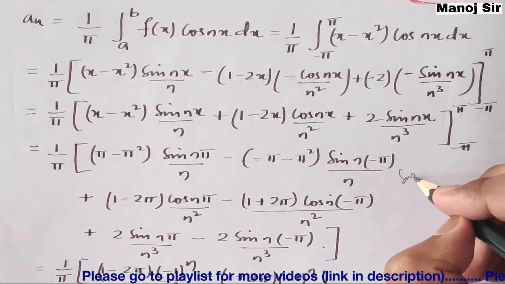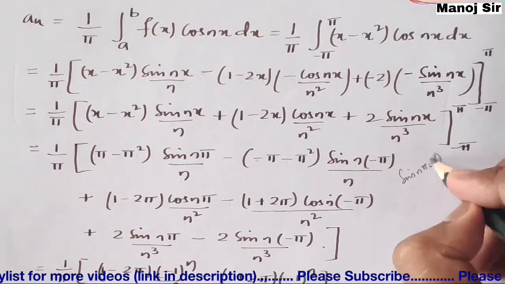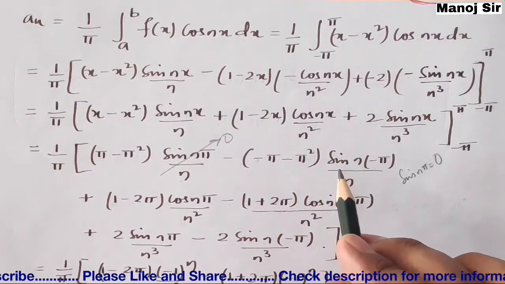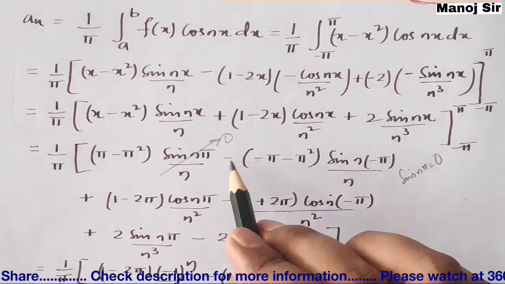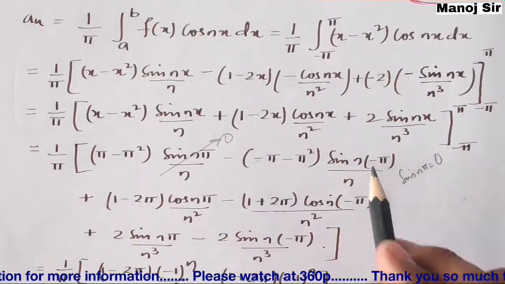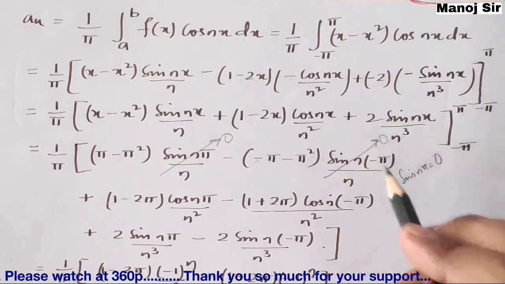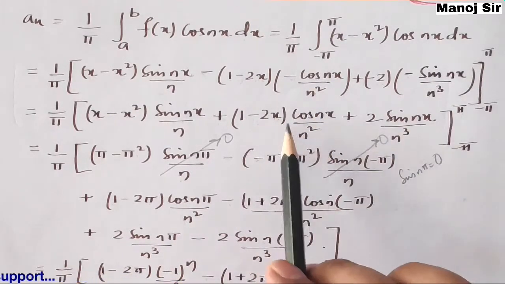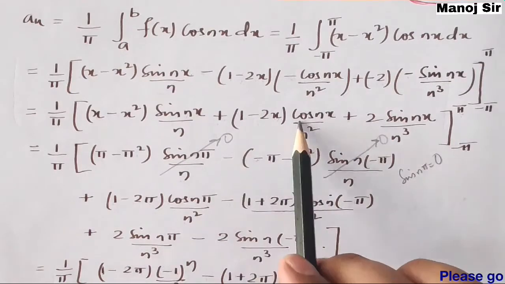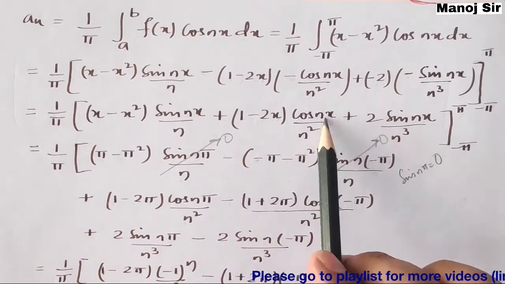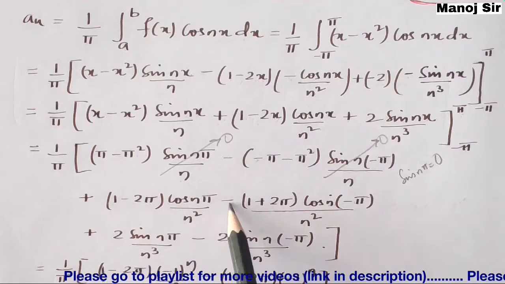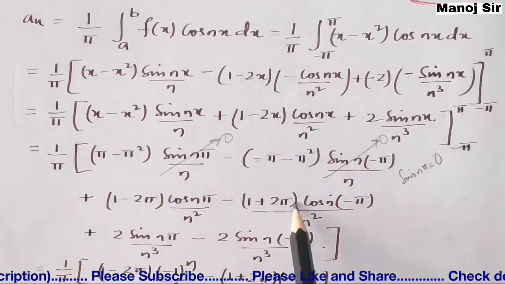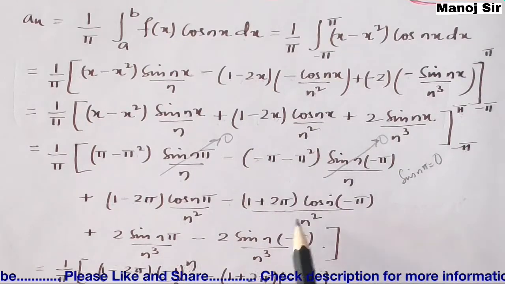We know that sine n pi is equal to how much? This is 0. And since we know that sine of minus theta is minus sine theta, this is going to be positive, but this is going to be sine n pi, and the value of sine n pi is again 0. Now coming to the second term, if you put upper limit, this is going to be 1 minus 2 pi into cos n pi upon n square. Upper limit positive, lower limit negative. If you put minus pi in place of x, this is going to be 1 plus 2 pi into cos of minus pi upon n square.